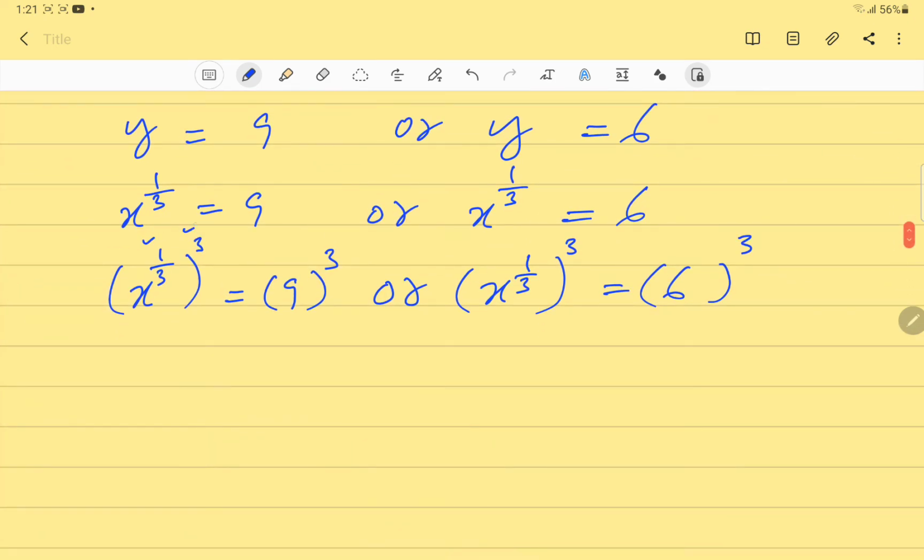This 1 over 3 and 3 when we multiply will become 1. So x is equal to cube of 9, which will be equal to 729. Same here, when we take power of 3 on x raised to power 1 over 3, it will become 1. So x is equal to 6 cube, which is equal to 216.